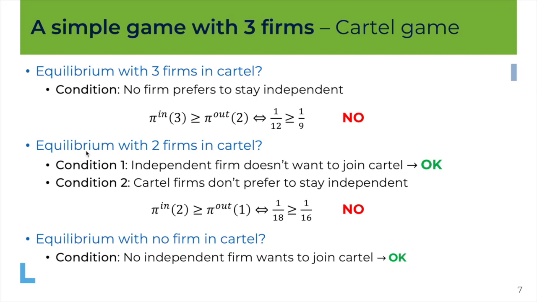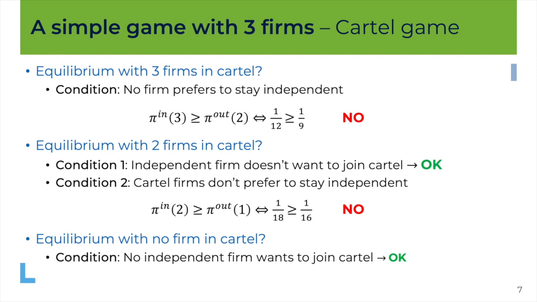So I would have an equilibrium with two firms in the cartel if the firms in the cartel don't prefer to stay independent, but we have seen that they would prefer to stay independent. So again, we don't have an equilibrium with two firms in the cartel. The only possibility that remains is that no firm is in the cartel. All three firms prefer to remain independent, and this is actually what happens here. We see that this inequality is reversed, which means that it's better to stay out of the cartel rather than to join another firm in the cartel. So in this specific game, the cartel will not form if there is simultaneous move.